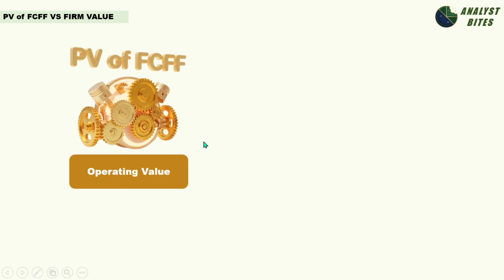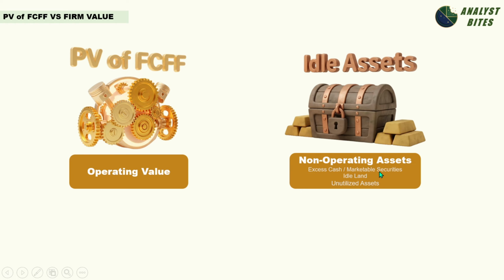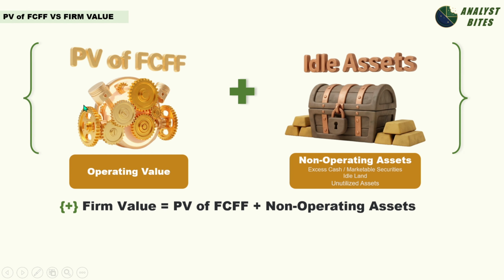But don't forget, the company might also have assets that are not currently involved in operations, such as idle islands or excess cash. These are like locked treasure chests, which we call non-operating assets. The true value of a company, the firm value, is composed of both the glowing gears and the locked treasure chests. Firm value equals PV of FCFF plus non-operating assets.